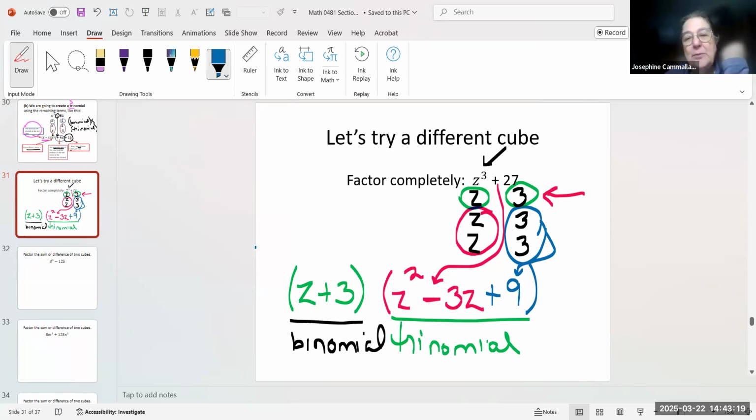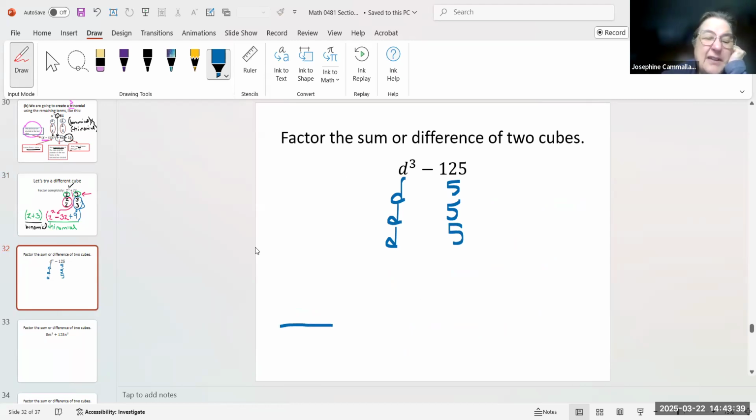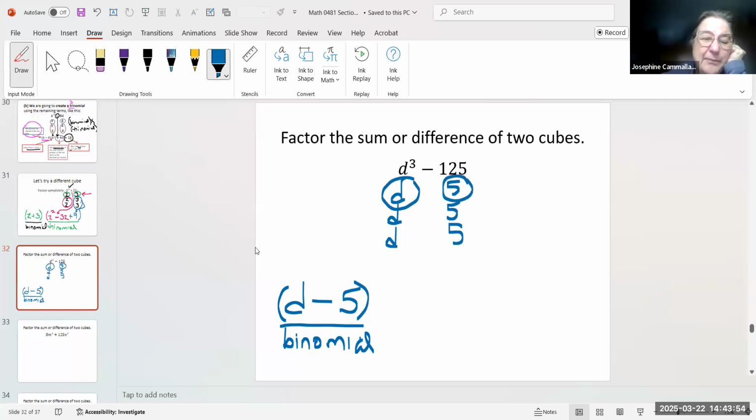Binomial times trinomial. Okay. D, D, D. Now this is 5, 5, 5. Which means that right here, my binomial is D minus 5. 1D, 1, 5.